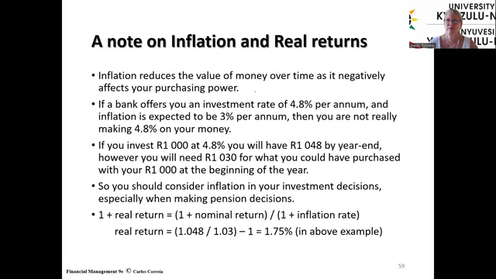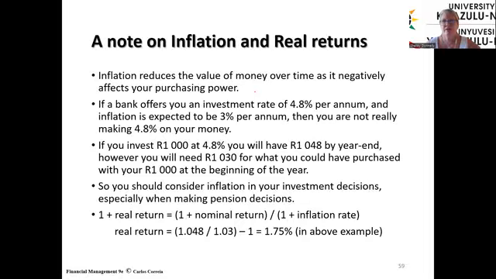For example, if you invest 1,000 Rand at 4.8%, by the end of the year, you'll have 1,048. How did I get that? I multiply 1,000 by 1 plus 0.048. And by the end of the year, I'll have 1,048. However, just to buy what I could have purchased with 1,000 now, in a year's time is going to cost me 1,030. How did I get that figure? Well, I inflated my 1,000 by the 3% inflation rate. So I grew it by 3% and multiplied it by 1.03.